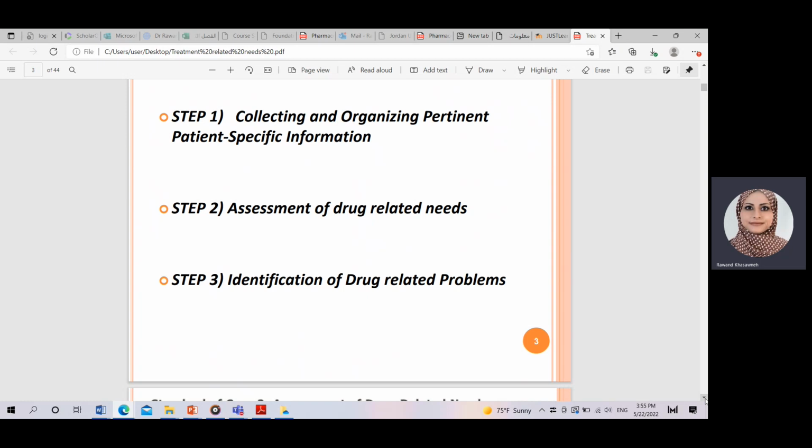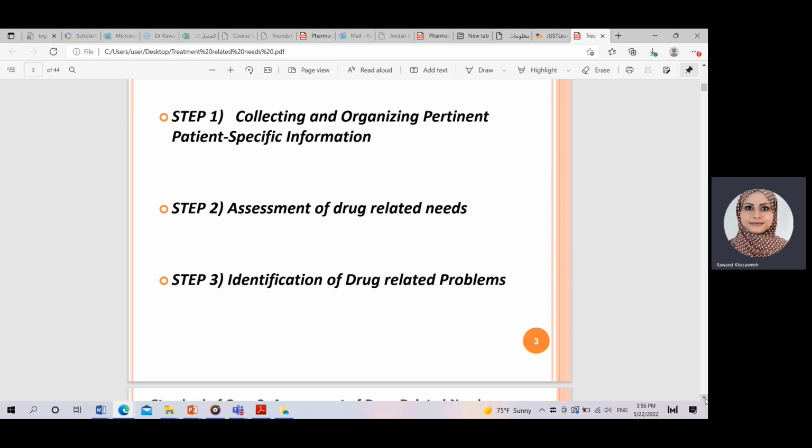Besides, we can rely on other healthcare providers, medical records, or electronic resources to get pertinent patient-specific information that is needed to proceed to the second step. In the second step, we are going to assess the drug-related needs of the patient.